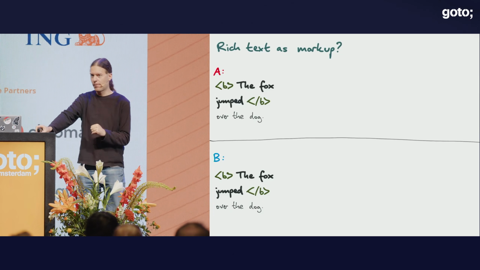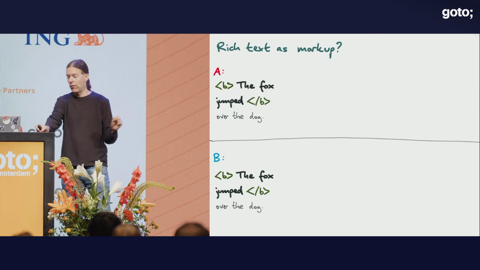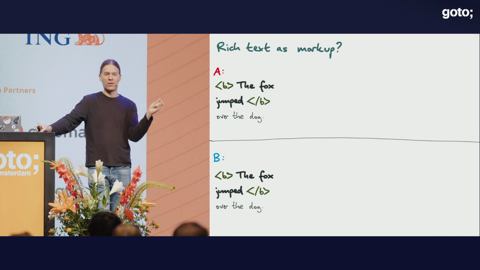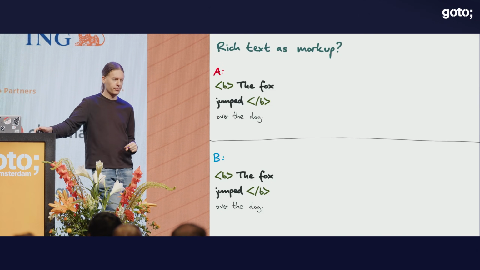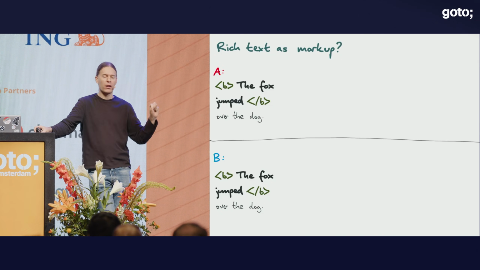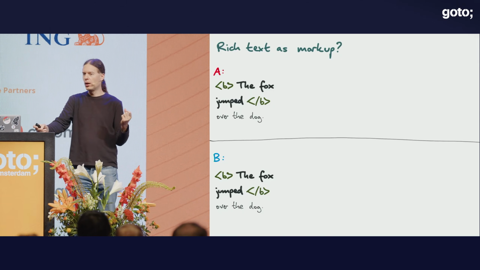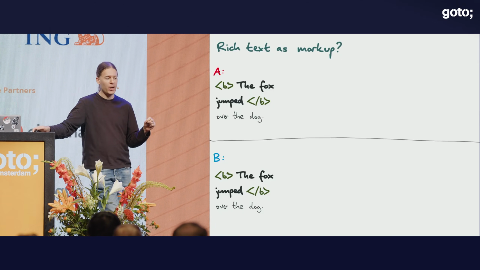Let's try an alternative. Let's try representing the data as markup instead. So we could have text with some inline characters that tell us this is the beginning of a bold span, and this is the end of a bold span. And so it could be literally HTML with angle brackets, or you could imagine some sort of special marker characters that are embedded in the string in some way.